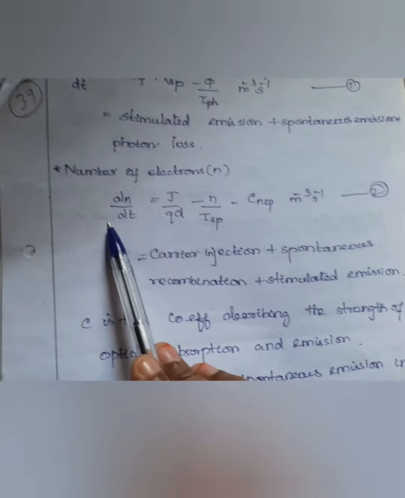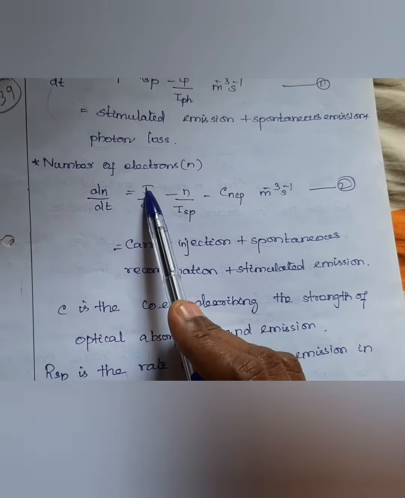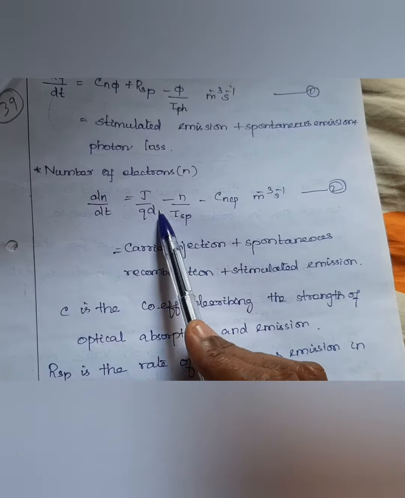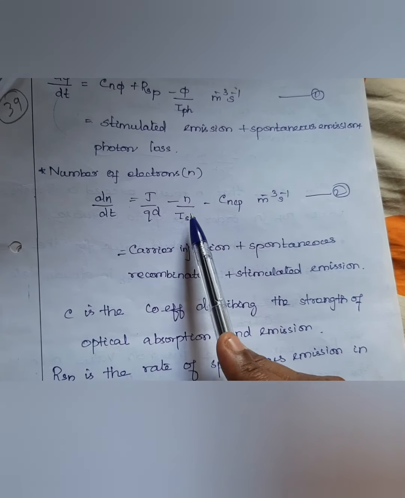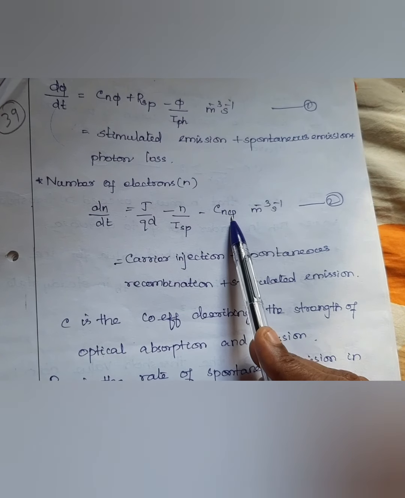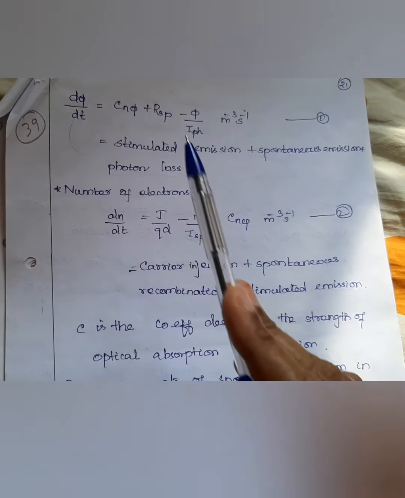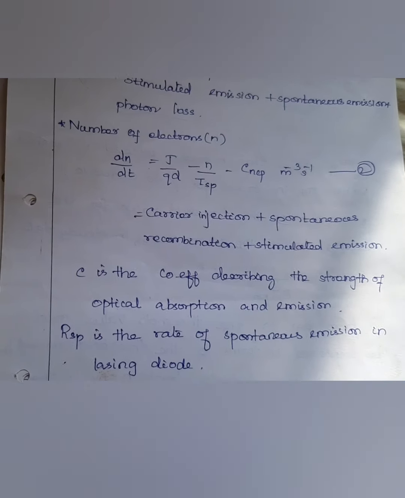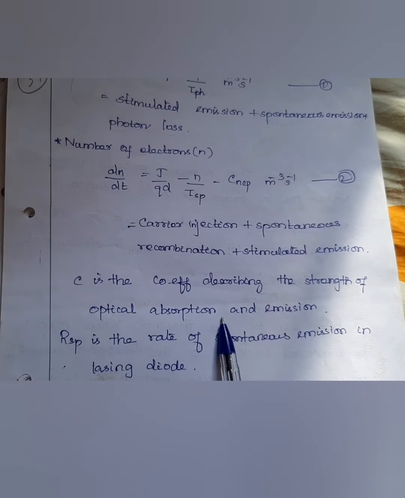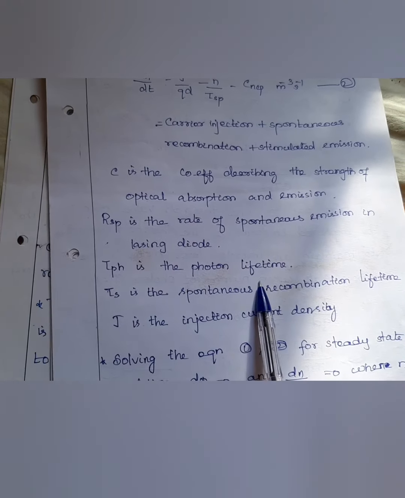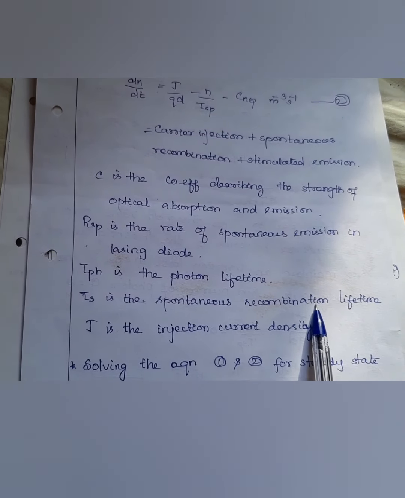The number of electrons can be given as dN by dt is equal to J by Qd, that is the carrier injection value, minus n by tau sp, which is the spontaneous recombination, and minus Cn phi, which is the stimulated emission. So stimulated emission is given by Cn into phi value. C is the coefficient which describes the strength of the optical absorption and emission, and Rsp is the spontaneous emission value. Tau ph is the photon lifetime. J is the current density, that is the injection current density.